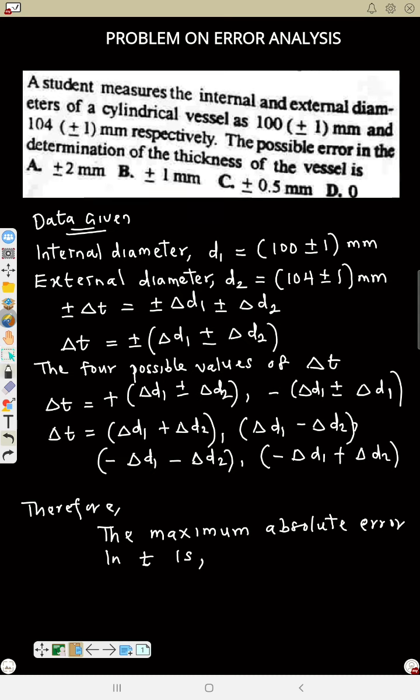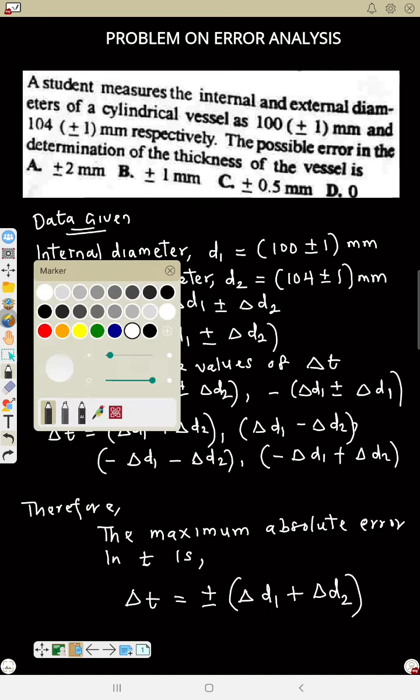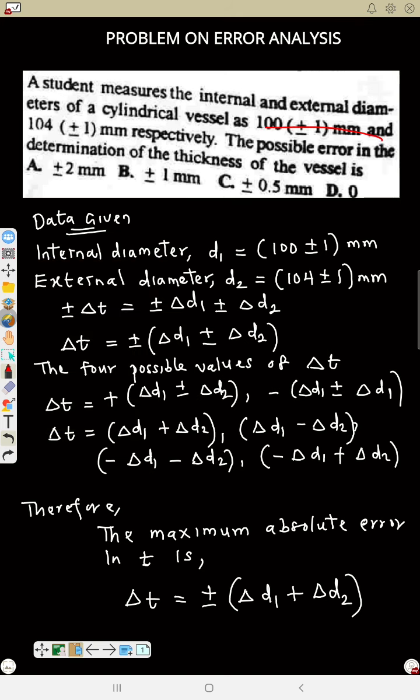Maximum absolute error in thickness is delta t plus or minus. We are writing it from here, but we are taking the maximum out, which is this one. So that will be delta d1 plus delta d2. So this is the formula we need to find the possible error in determination of the thickness. So this is the formula we need now.